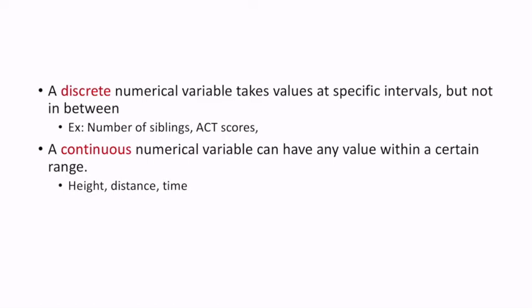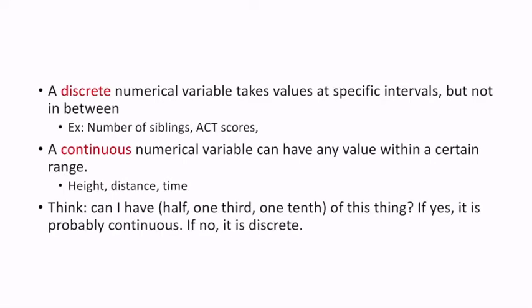Or distance, or time. You can have half a second, or 1/10 of a second, or 100th of a second. You're limited only by the precision of your measuring instrument. So, if you're trying to determine whether a variable is discrete or continuous, think, can I have half or 1/3 or 1/10 of this thing? If yes, it's probably continuous. If no, it's discrete.